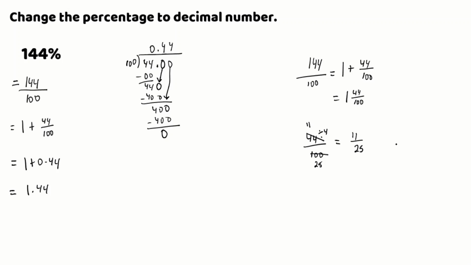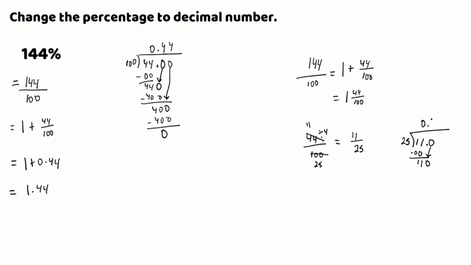And I'm going to be dividing my 25 into my 11. And 25 can't go into 11, so we're going to add in our 0, because 0 times 25 will give us 0. 11 subtract 0 gives us 11. And we're going to add in our decimal point, add our 0, bring down that 0, changing 11 into 110.